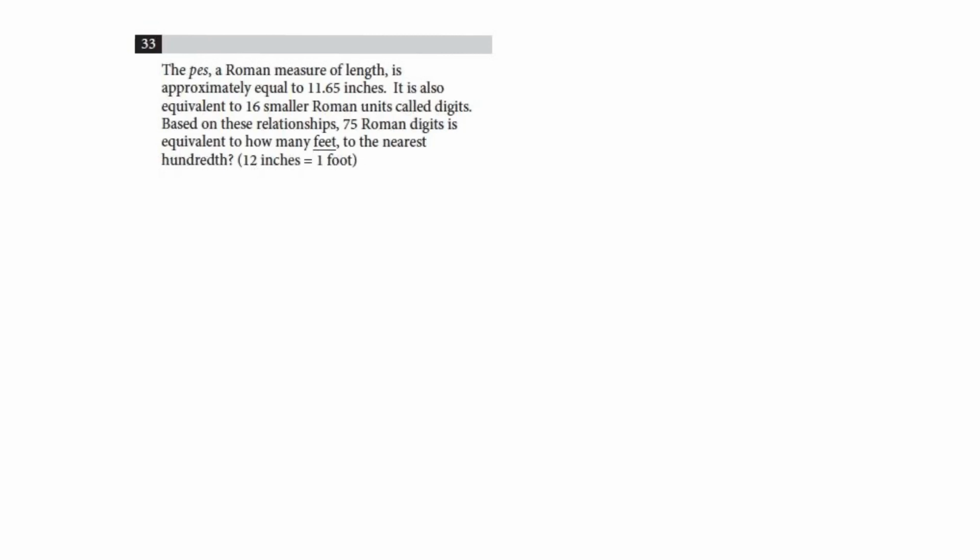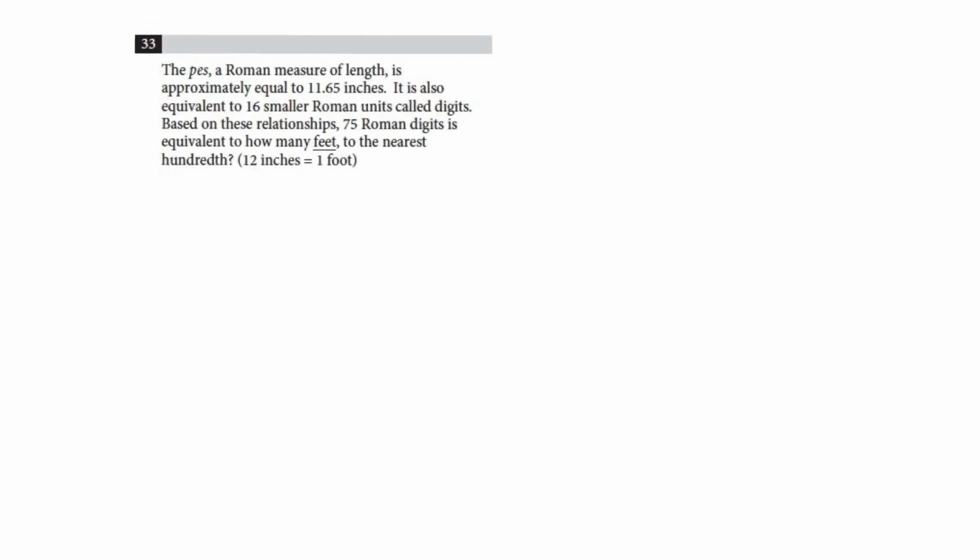Okay, the pes, a Roman measure of length, is approximately equal to 11.65 inches. It is also equivalent to 16 smaller Roman units called digits. Based on these relationships, 75 Roman digits is equivalent to how many feet to the nearest hundredth?